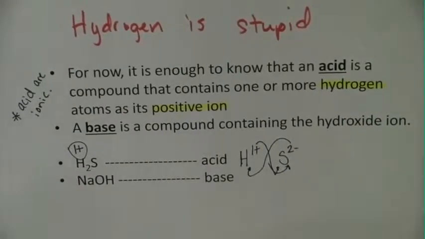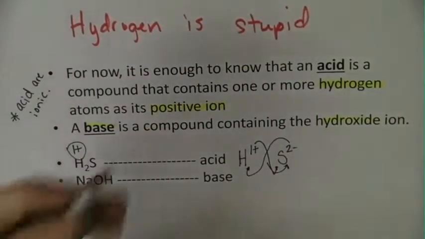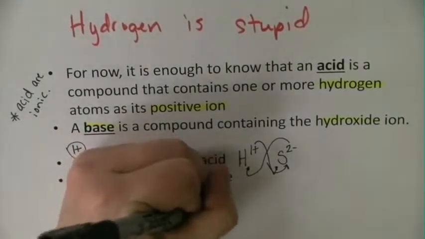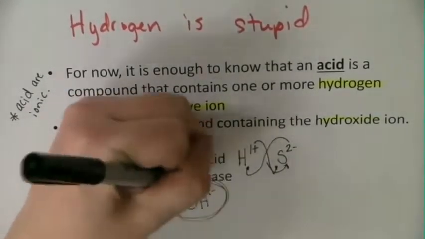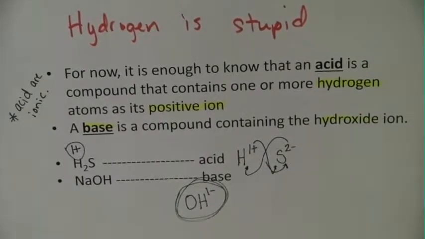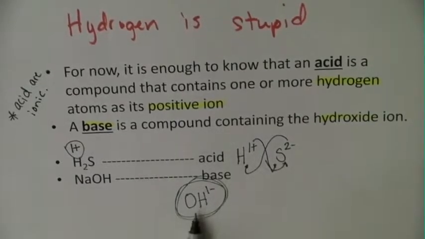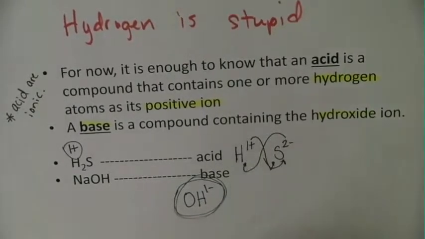Bases are so much easier. A base, as it says here, is a compound containing the hydroxide ion, and for this year, none of you had to memorize the hydroxide ion. It's on your polyatomic chart, but hydroxide is OH with a -1. If you have a compound that contains that, it's a base. Anything that ends in hydroxide is a base. There are plenty more bases that don't have hydroxide in them, but for our purposes right now, those are the only ones you need to worry about. So anything with OH as the negative ion is a base. Anything with hydrogen as its positive ion is an acid.